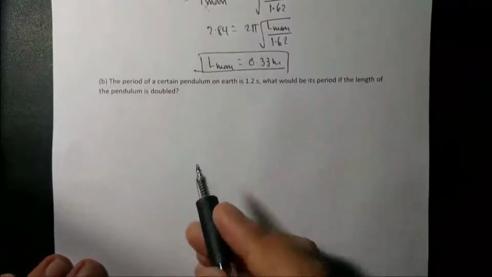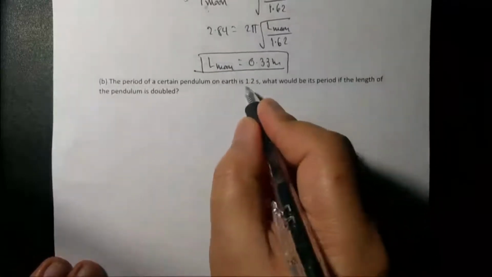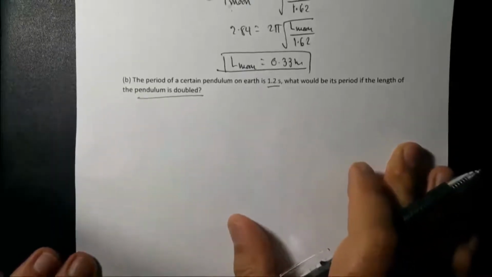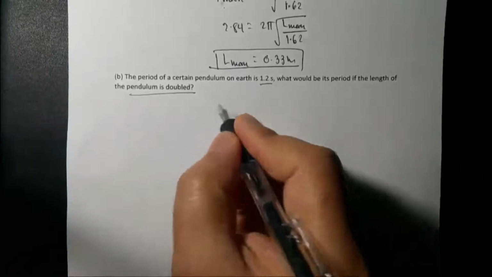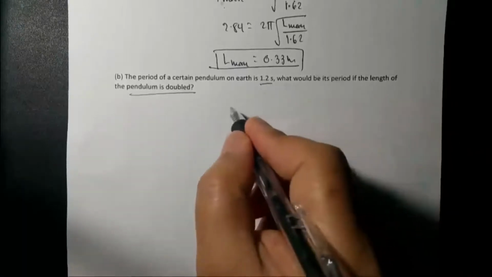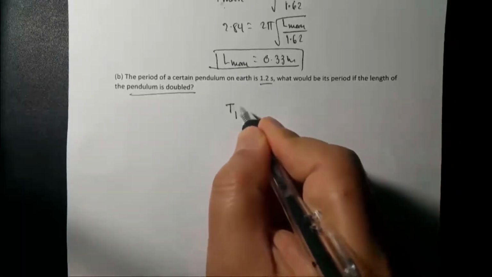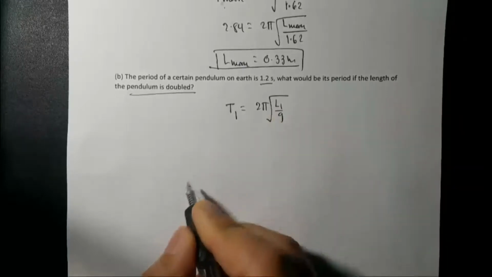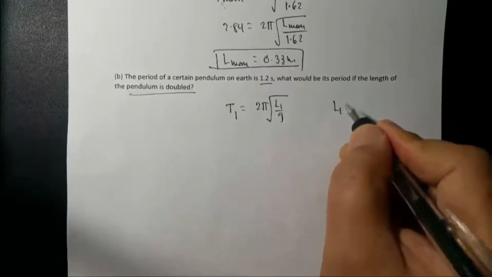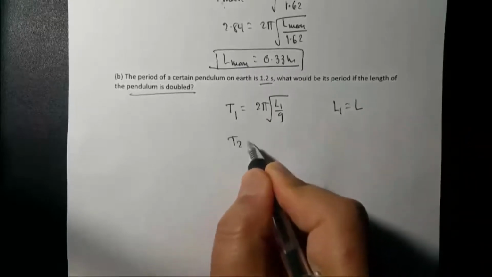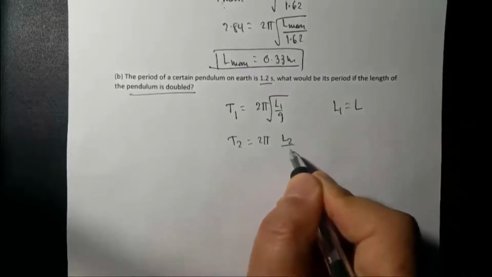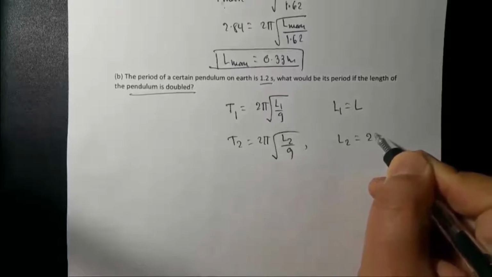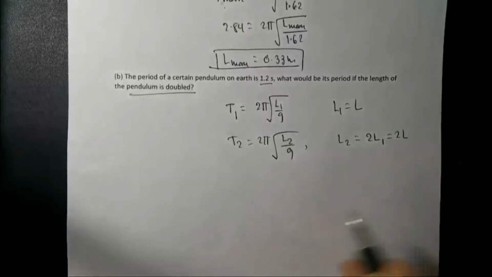Okay, second part. The period of a shortened pendulum on Earth is 1.2 seconds. What would be its period if the length is doubled? You can solve this in many different ways. The easiest one is to set up two equations. So T1 is 2 pi square root of L1 over g, right, when its length is L1. So T2, now when the length is doubled, where L2 is twice L1, which is 2L.